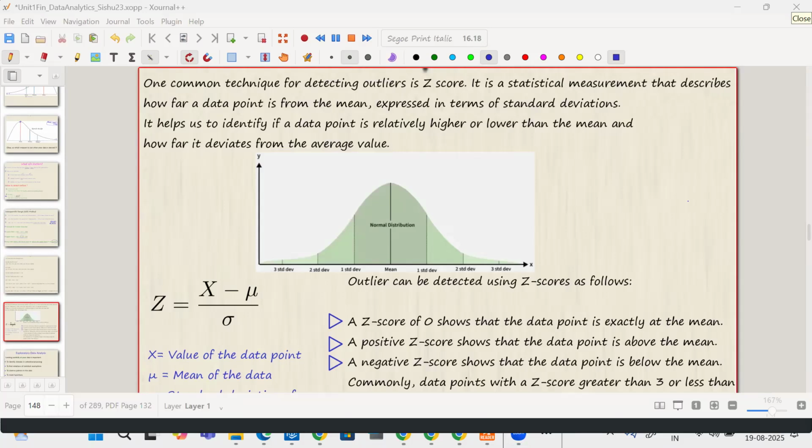Another possible method to identify outliers is the Z score. So one method you learned is IQR, the interquartile range. Another method is the Z score. What is the Z score? It's a statistical measurement that describes how far a data point is from the mean, expressed in terms of standard deviations.